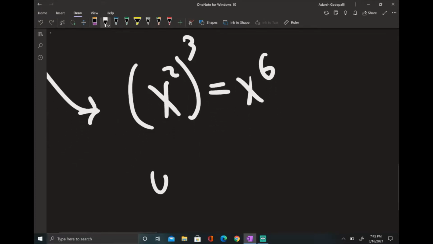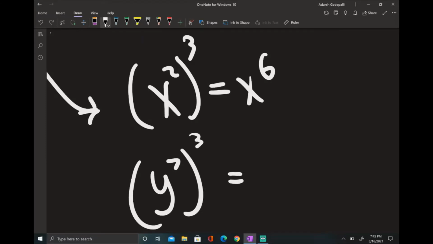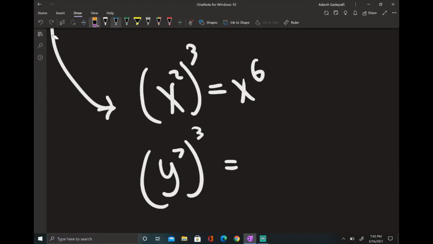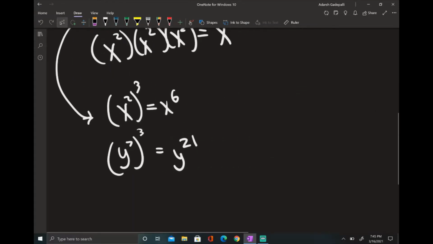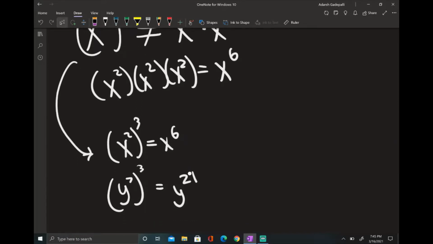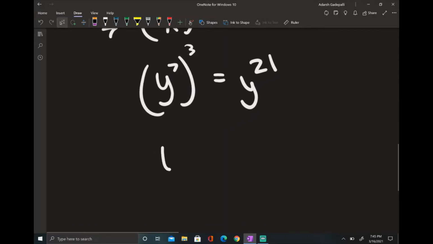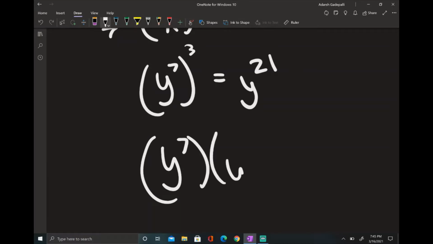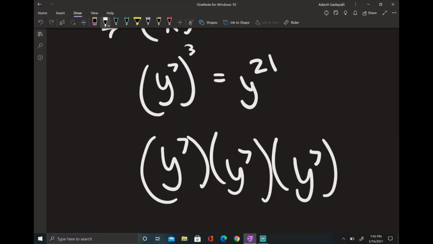If you had y to the 7th to the third, it'd be 7 times 3 is 21, so you would have y to the 21st. That's basically how you want to look at the parentheses problems. Don't get mixed up between the multiplication rule and the parentheses rule. If it helps you, you can always write these out, like y to the 7th times y to the 7th times y to the 7th. But if you can grasp the shortcut rule right away, that's great.